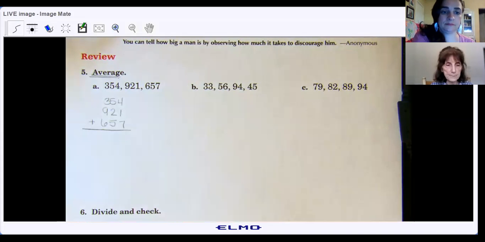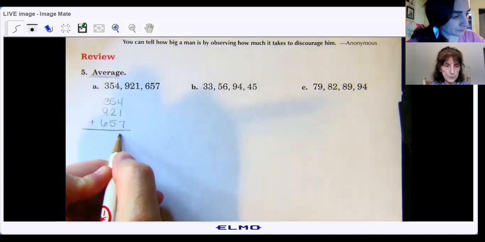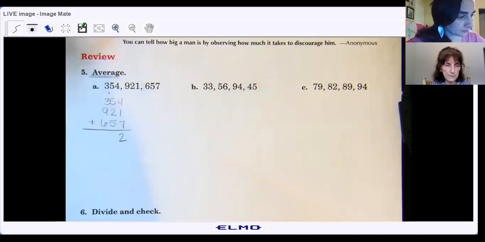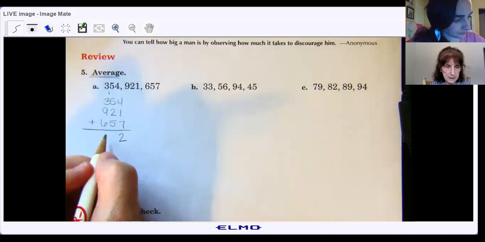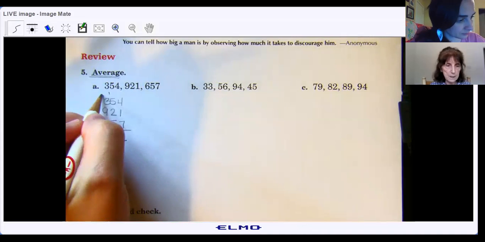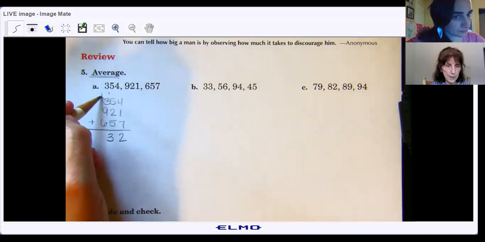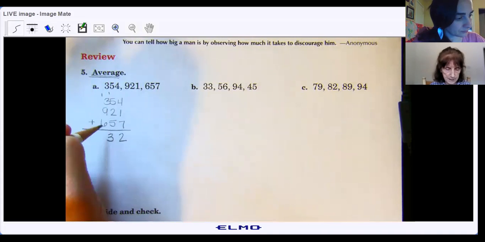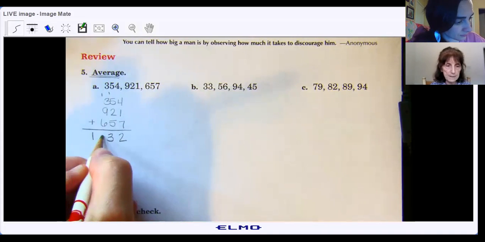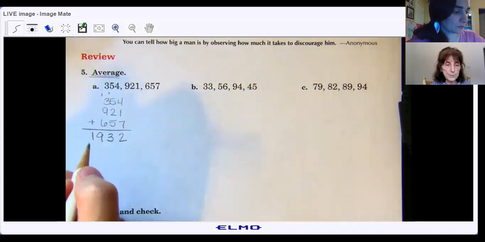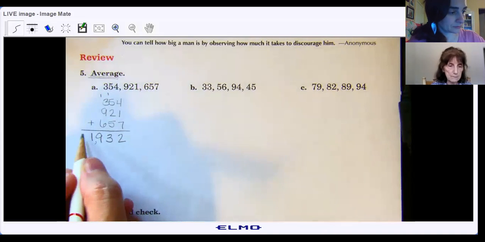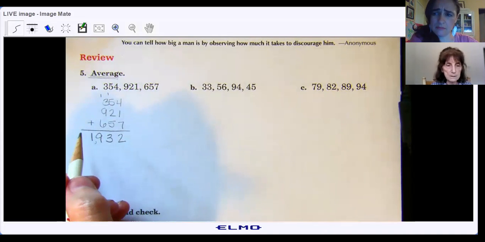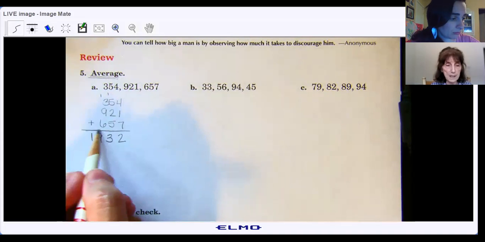So you're gonna add up the column: 4 and 1 is 5, and 7 is 12. So you can put your 2 down, carry your 1. 5 and 1 is 6, and 2 is 8, and 5 is 13, and carry your 1. 3 and 1 is 4, and 9 is 13, plus 6 is 19. So your sum is 1,932, and circle it. You want them to circle the sum? Yeah. I want the sum and the average.